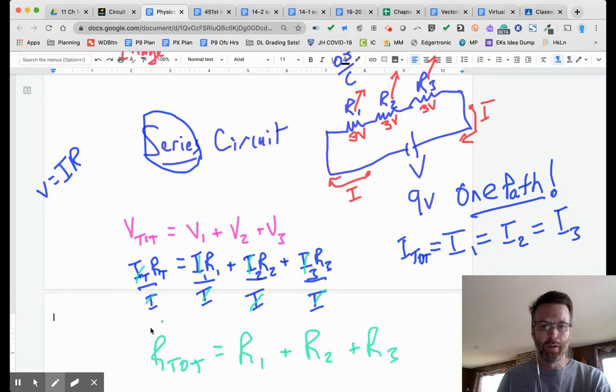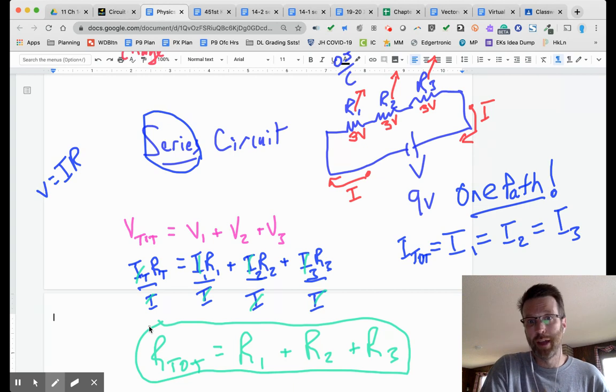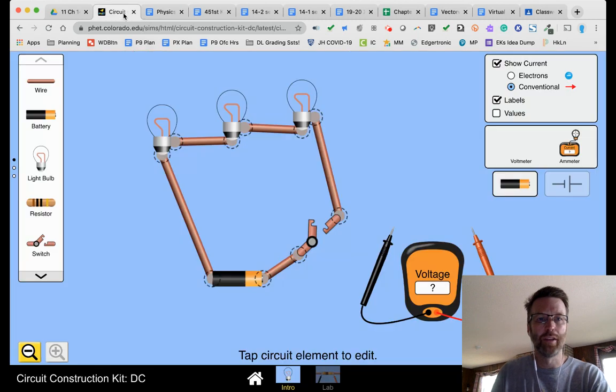Now, what really matters is this result. You can ignore everything I did with math to get here until now if you want. But the simple concept is this. If you have multiple resistors added together or put together in series, the total resistance is just what you get when you add them together. It's kind of cool. It's kind of neat. Let's take a look at an example.